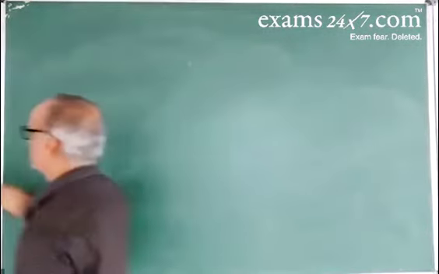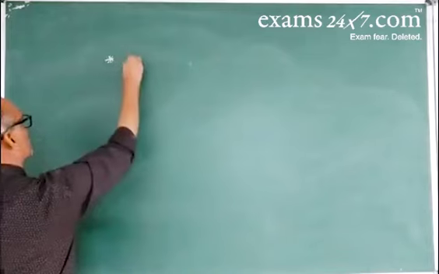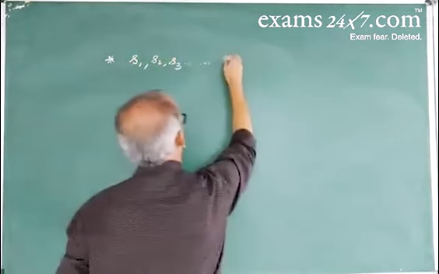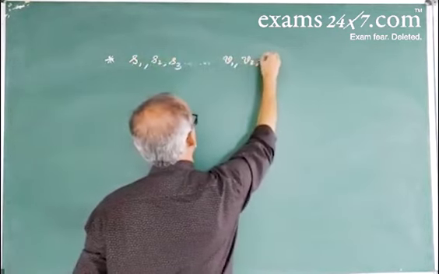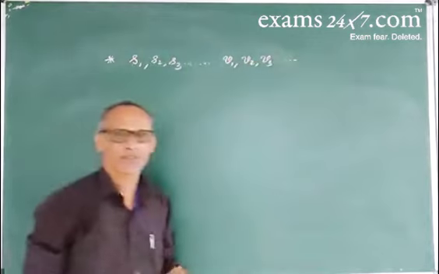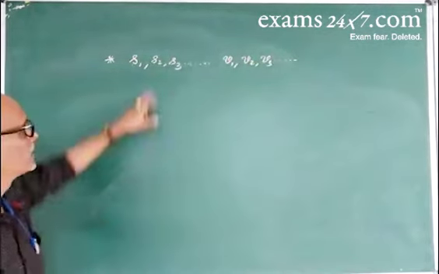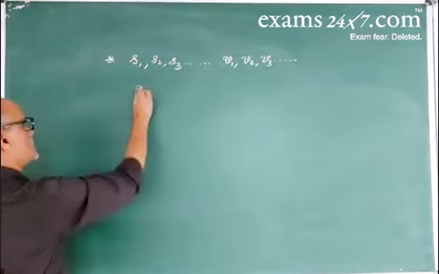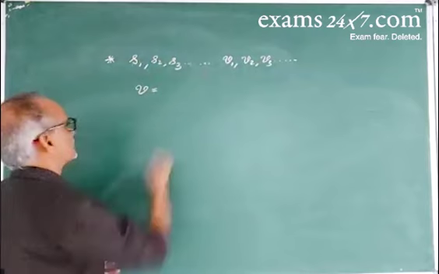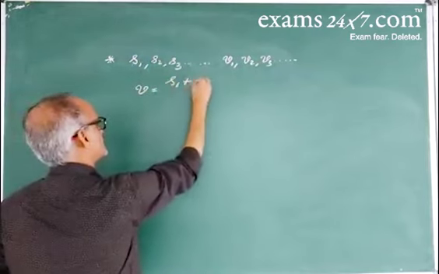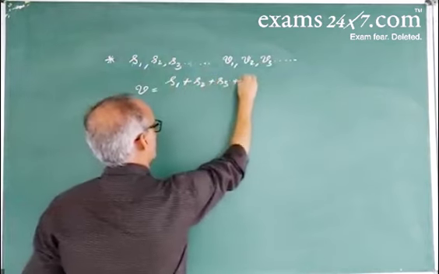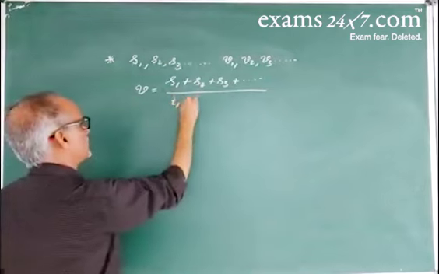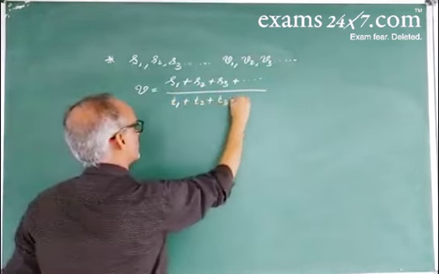Where a body moves along a straight line covering distances s1, s2, s3 with the speeds or velocities v1, v2, v3, and so on. So what is the average velocity in this case, where the data given is the distances and the velocities? The average velocity or average speed is given by, as usual, the total distance, which is s1 plus s2 plus s3, and so on for n terms, divided by the time taken, which is t1 plus t2 plus t3, and so on.